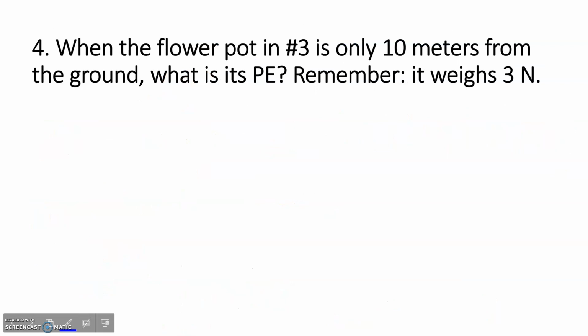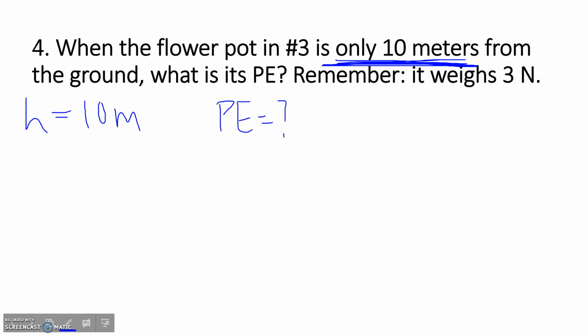All right, number 4, when the flower pot in number 3 is only 10 meters. So maybe you relocate it slightly lower to the ground. It is now 10 meters. So we know the height is now 10 meters from the ground. What is the potential energy? So we're going to be looking for potential energy. Remember, it weighs 3 newtons.